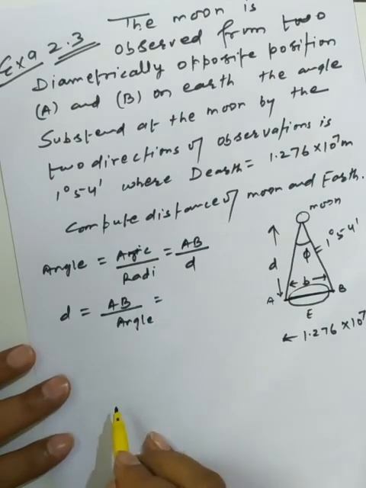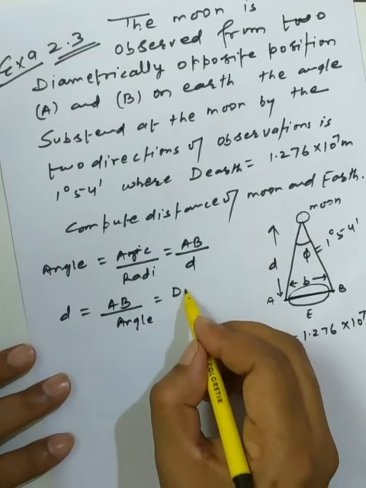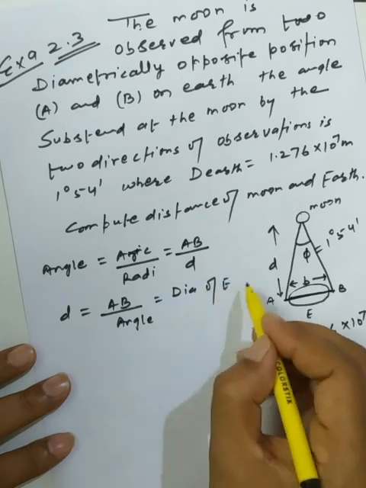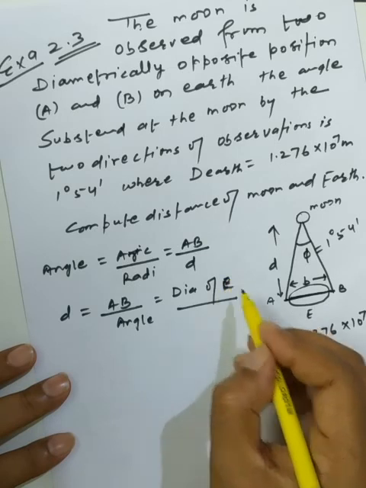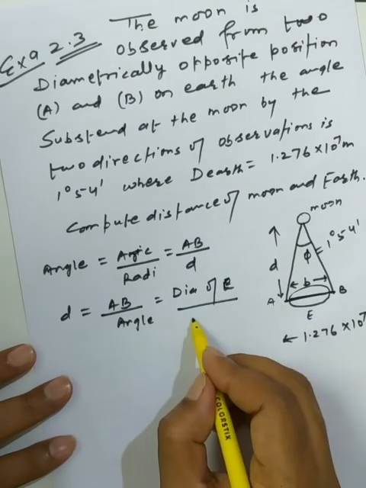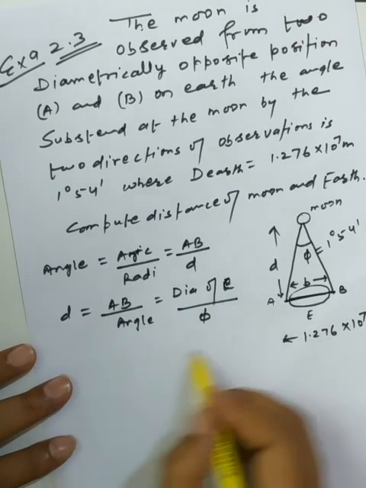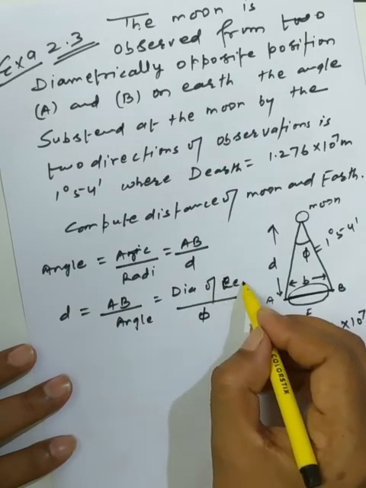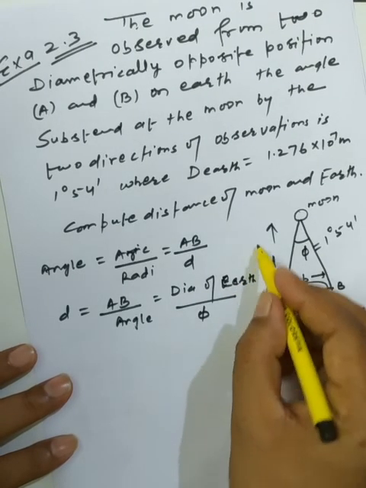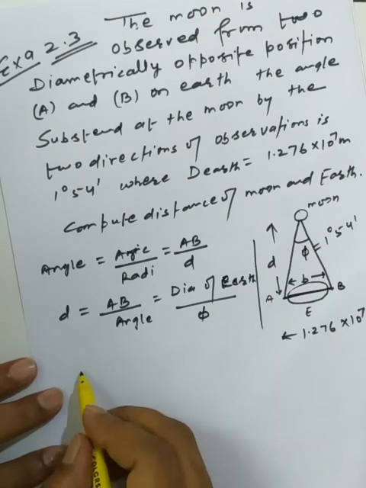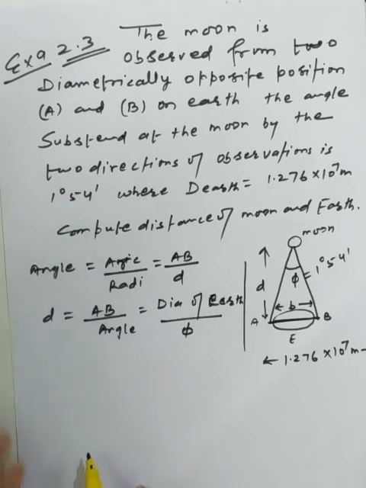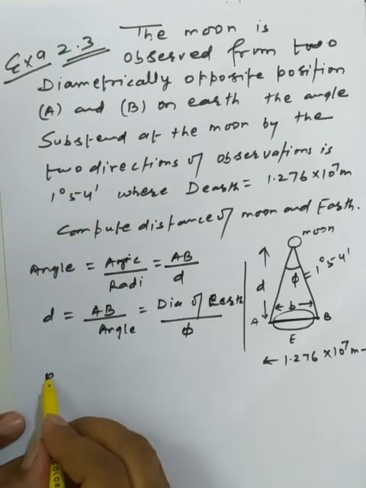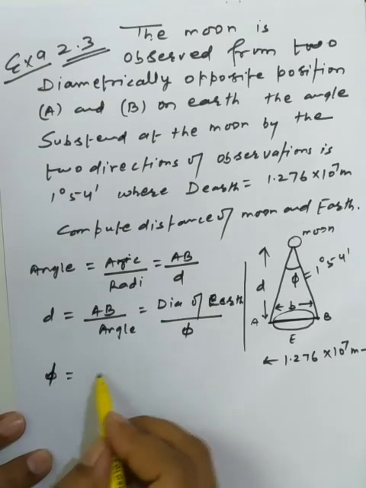Here AB is represented by the diameter of the earth, this one value which is given. We are also using the concept of the angle phi, and first we will convert it. This one is the earth. Okay students, what kind of conversion of the angle should we do here? Because one is given in degree and another in minutes, so we convert the angle into the minute section.